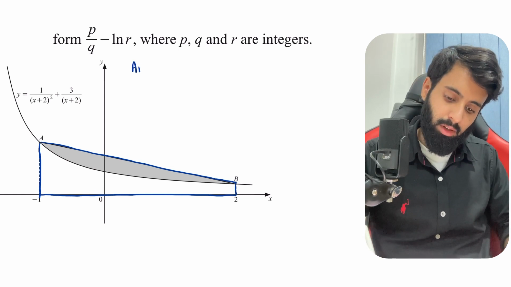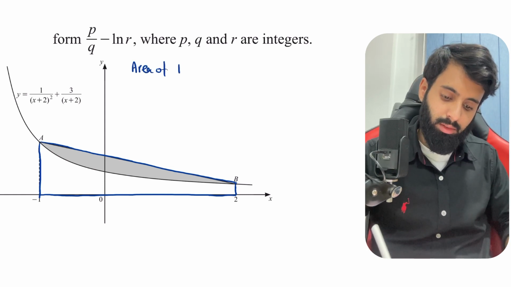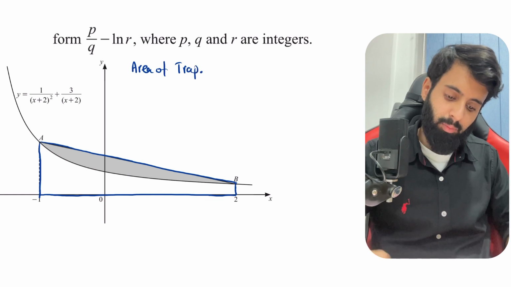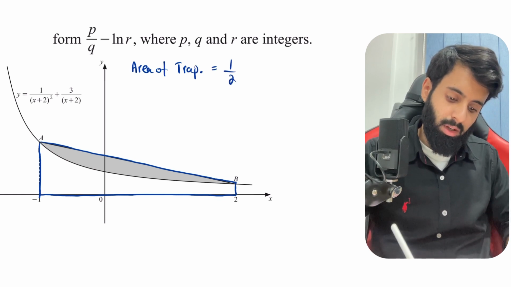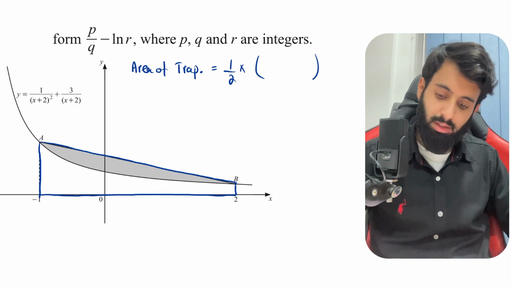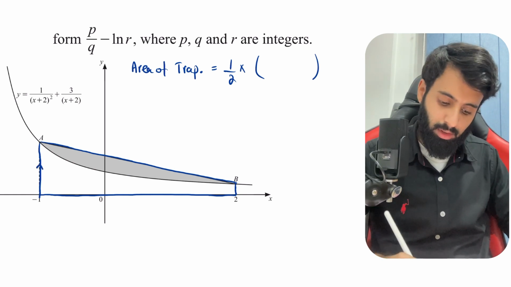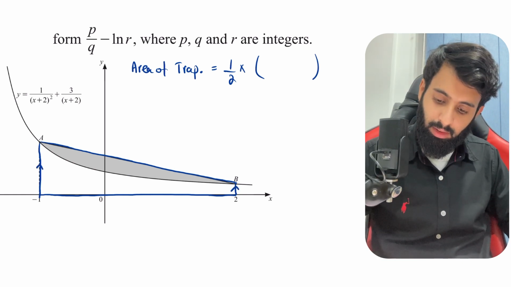This right here is a trapezium. So I'll write it over here: area of trapezium. The area of a trapezium is half times the sum of parallel lengths. Now, what are the two parallel lengths that we have? They are these two lengths, and their lengths are going to be the coordinates of A and B.